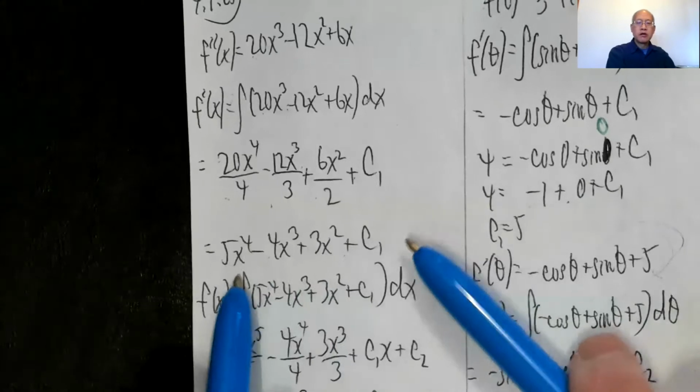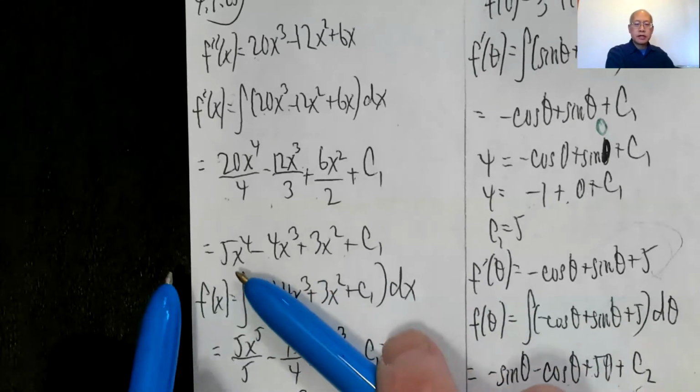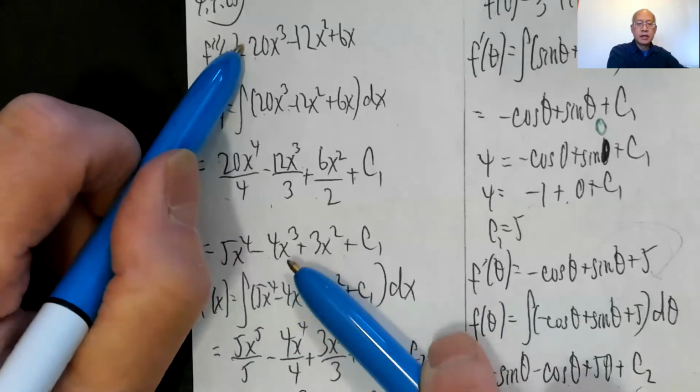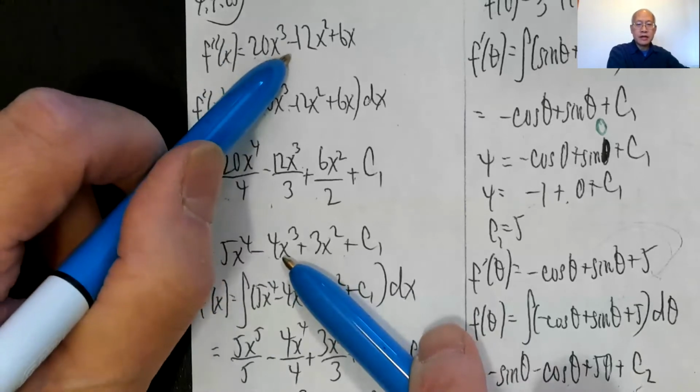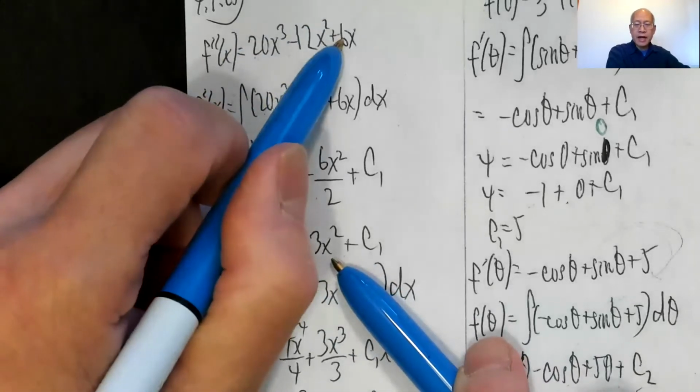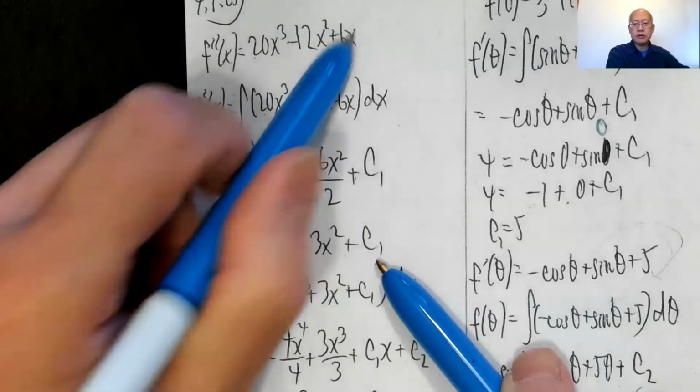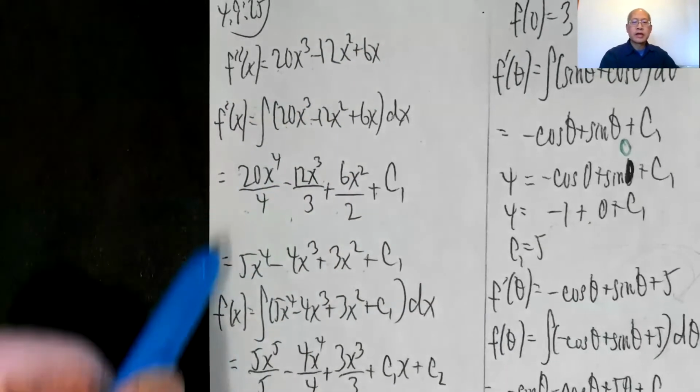By the way, double check. What's the derivative of this guy? Right? Is the derivative of that? Yes. Is the derivative of that? Yes. Is the derivative of that? Yes. Is the derivative of any constant 0? Yes, it is. Okay, so that's f prime.